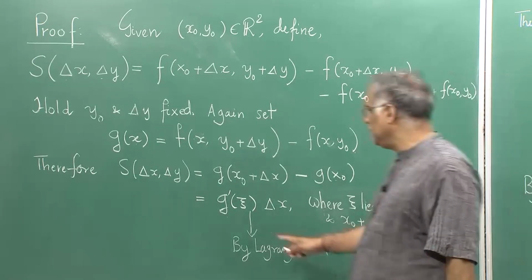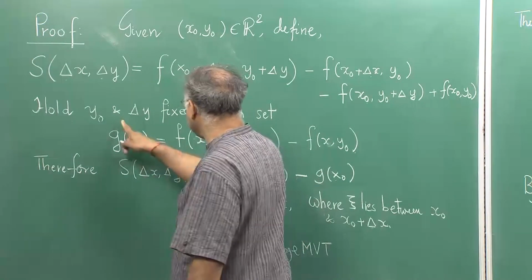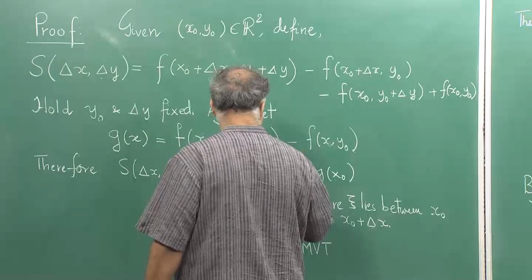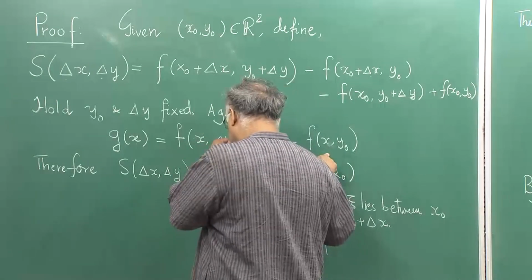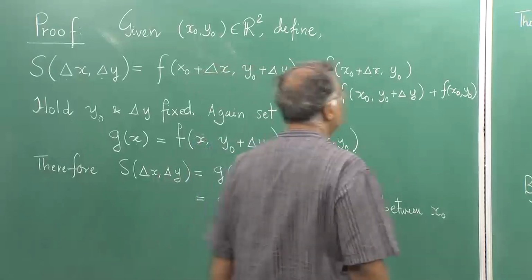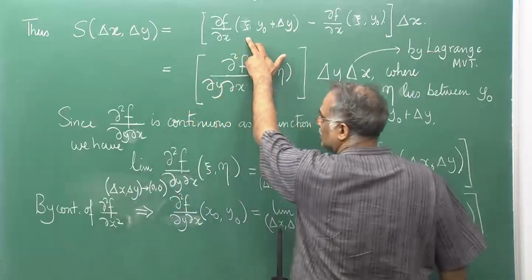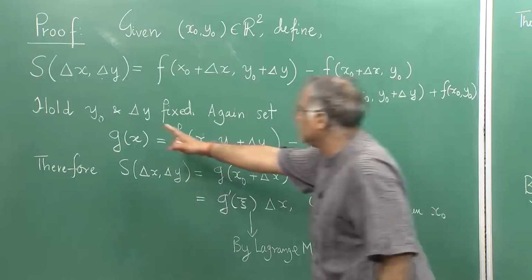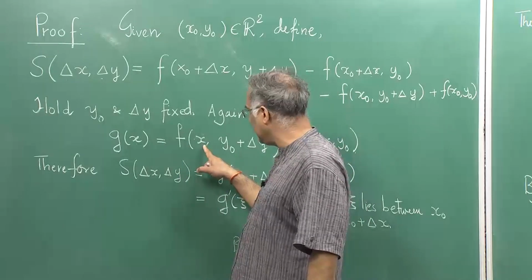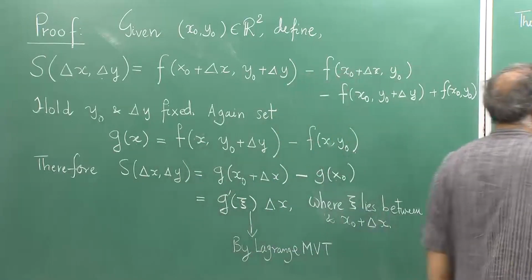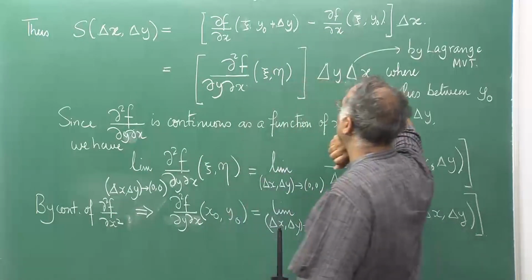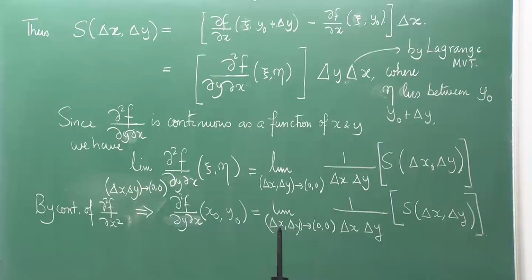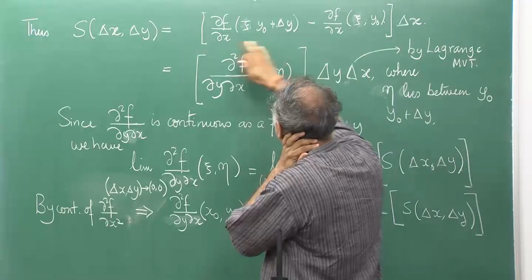Now, what is g dash xi? g dash x is the del f del x at that x, the partial derivative of this function with respect to x. So, g dash xi is del f del x evaluated at xi here, del f del x evaluated at xi here, and that is what you get. So, whatever y naught and delta y you figure out, you can always write it like this.